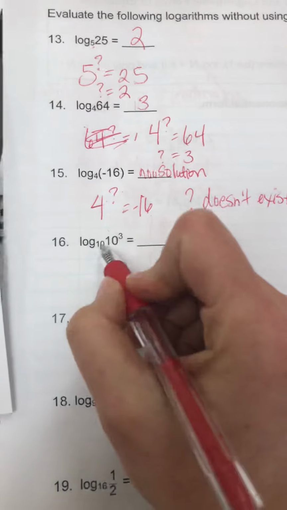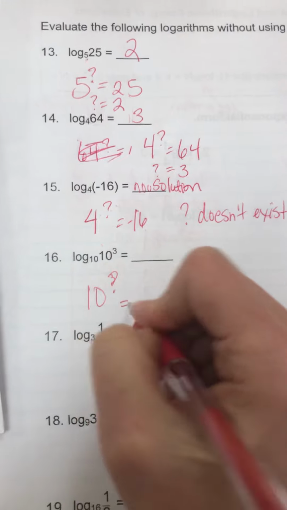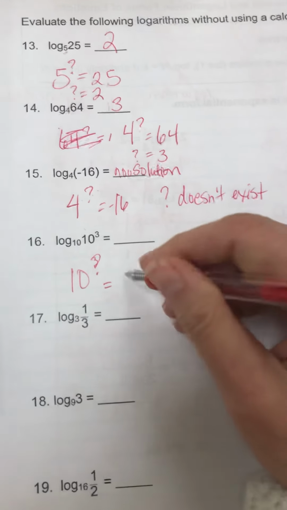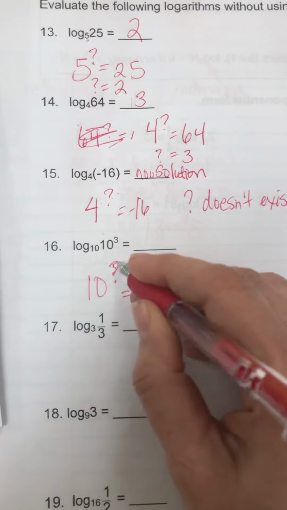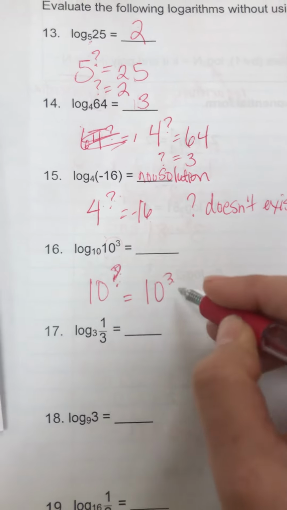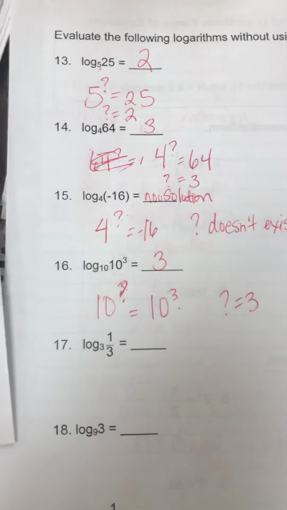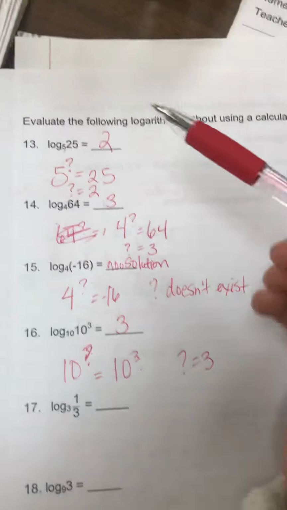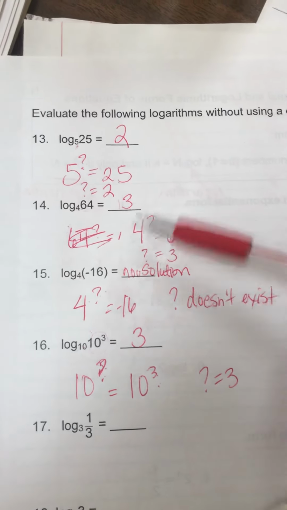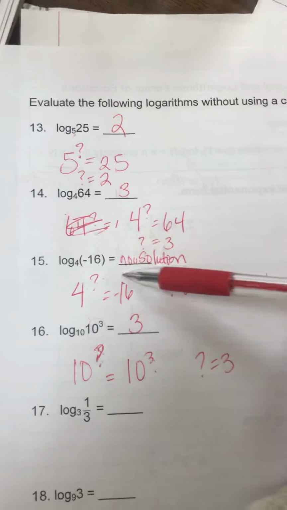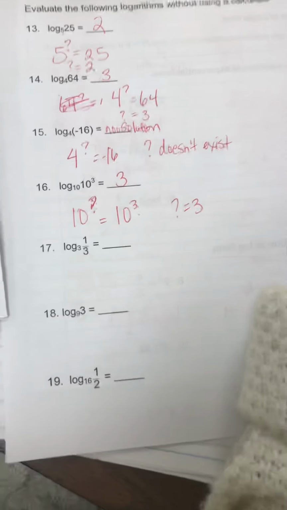One more. Our b is 10, so 10 to the what power, the question mark, equals 10 to the third, right? So our question mark is 3. See how this number was 10 to the 3. So this is equal to 3. To solve for these, you're just putting it in exponential form and then figuring out what that exponent is to make it true. If you cannot find anything that makes it true, then it's going to be no solution. All right.